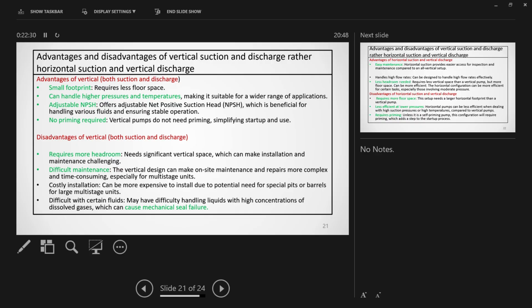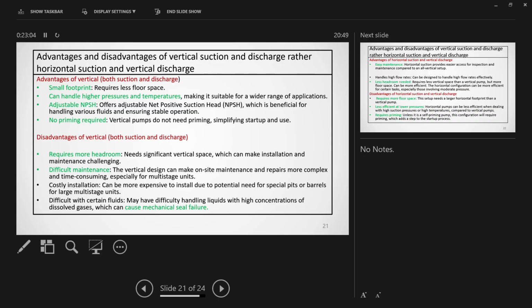Then your footprint requirement will be less, less space will be required, because the suction line is not horizontal, it is vertical. It can withstand higher pressure, so your suction tank can be mounted on the top, so suction pressure will also increase. Adjust NPSH. When we discuss NPSH, it is a very important parameter of centrifugal pumps. The fluid can evaporate if temperature is high and pressure is less. Due to this vertical position, your pressure will be high, so NPSH can be improved.